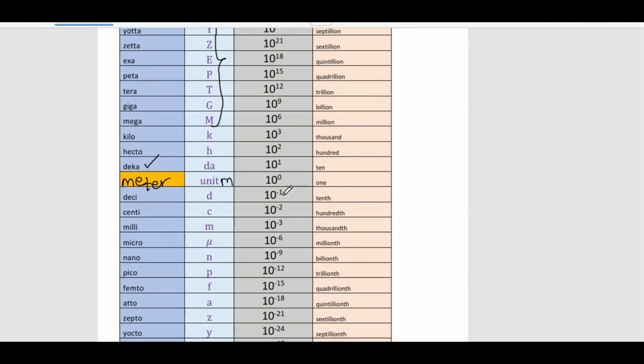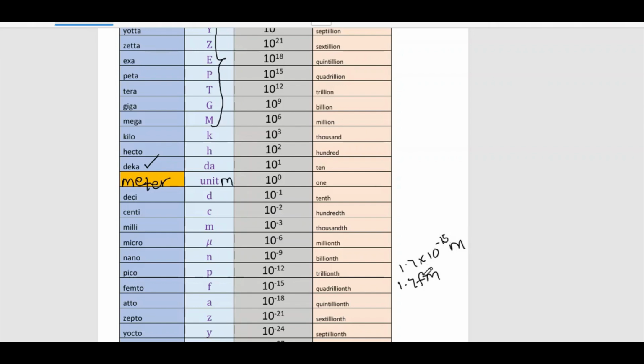10 power negative 1, 10 power negative 2, 10 raised to power negative 3, and then multiples of 3. So 10 raised to power negative 6, 10 raised to power negative 9, 10 raised to power negative 12, 10 raised to power negative 15. This is very small, maybe the size of a proton, which is 1.7 femtometer, meaning 1.7 times 10 power negative 15 meters.